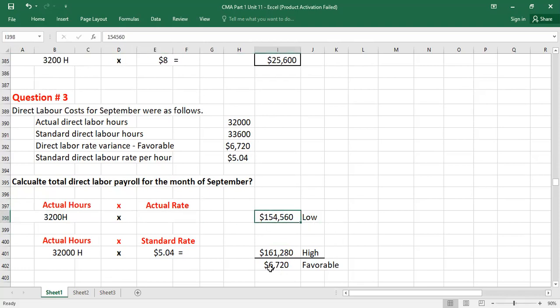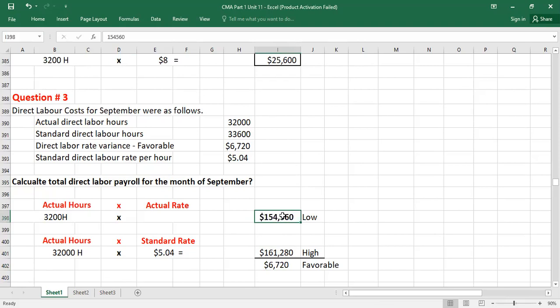So as you can see, when variances are favorable, the first line is lower and the second line is higher, then the variance becomes favorable. So it means we have to reach from higher to lower. So what we will do, we will simply take the difference of the second line and the variance answer. If you take the difference of these two values, you will automatically reach this value, which is $154,560. Actually, this is the answer, which is called direct labor payroll.